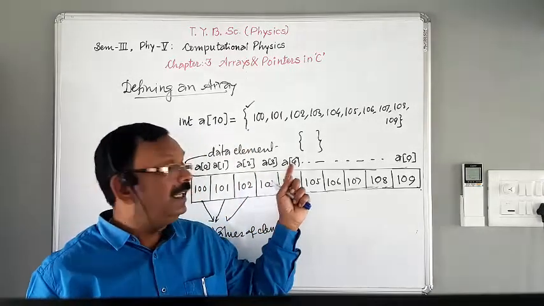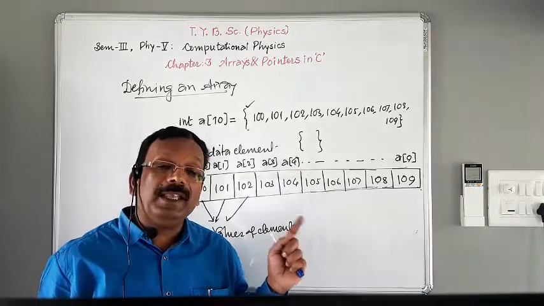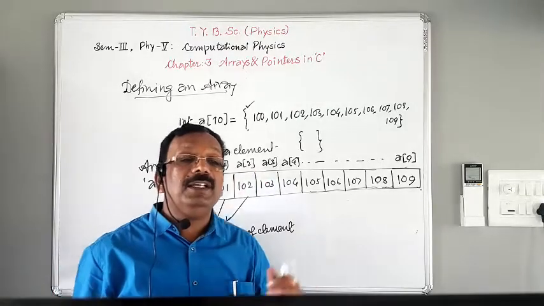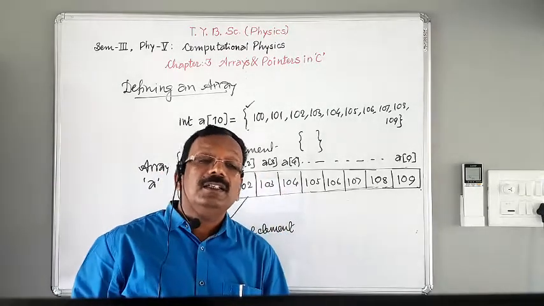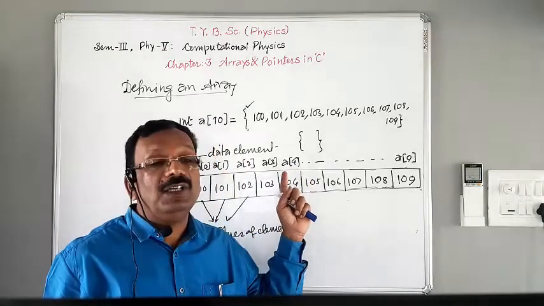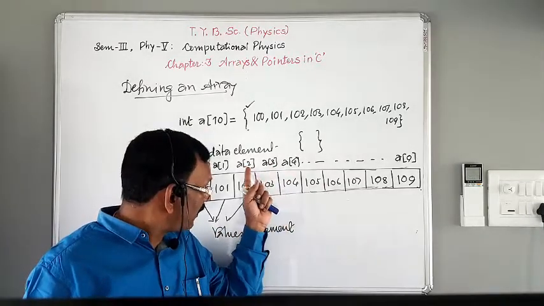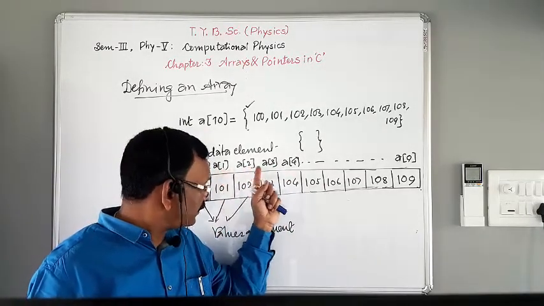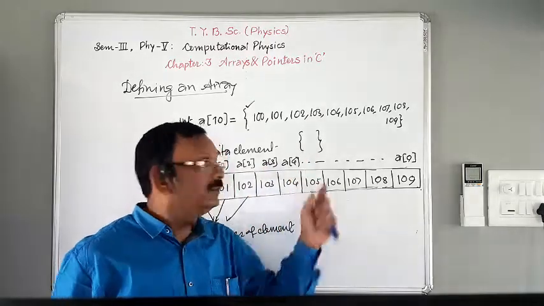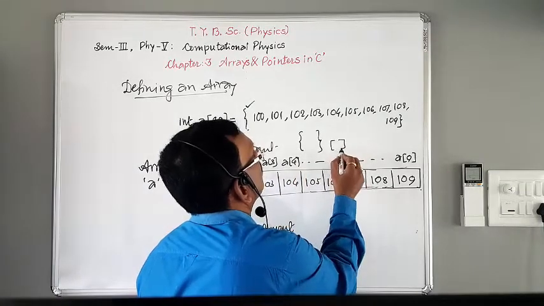Now each array element is referred to by specifying the array name. A is the array name. Each array element is referred to by specifying the array name followed by one or more subscripts, with each subscript enclosed in square brackets. Suppose there is a single subscript, and these subscripts are enclosed in square brackets, like this. Okay.